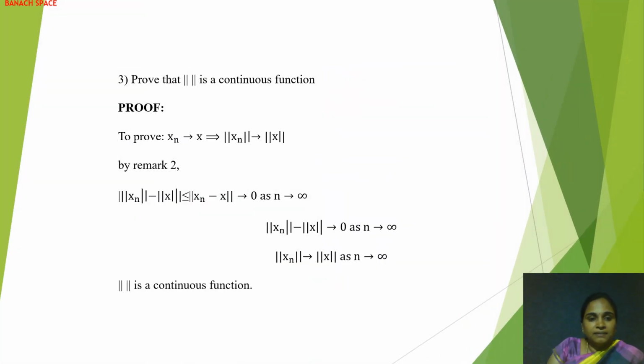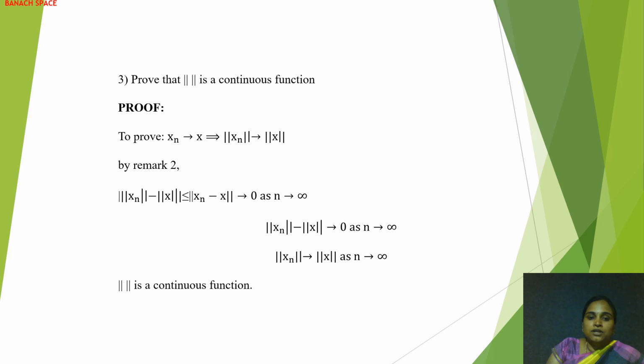Going for the third remark, prove that norm is a continuous function. So what do I have to prove? To prove that xn tends to x, which implies norm xn also tends to norm x. So by using the previous remark, modulus of norm x minus norm xn is always less than or equal to norm xn minus x, which tends to 0 when n tends to infinity.